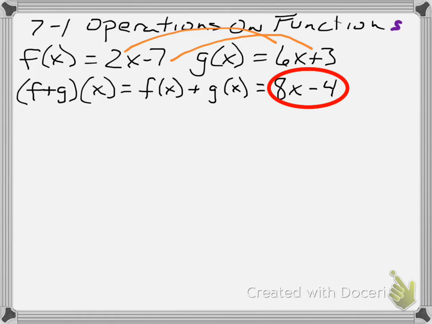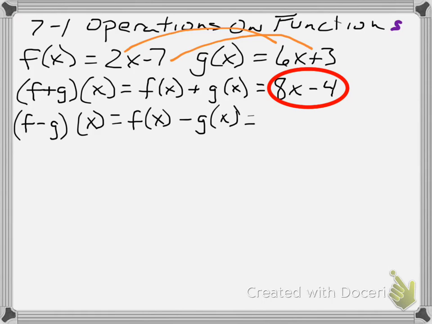Then logically we would move to f minus g of x. That means you're going to subtract the functions. So we're going to subtract our like terms. 2 minus 6 is negative 4x, and negative 7 minus 3 is negative 10. This is just a different notation than you're used to.